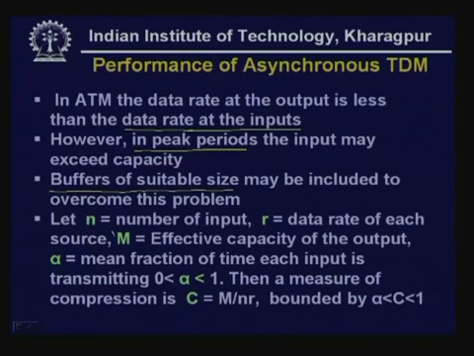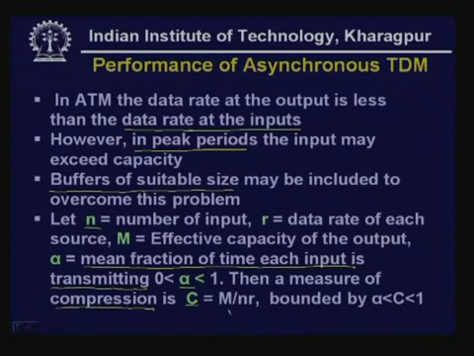Let us assume n is the number of inputs, r is the data rate of each source, m is the effective capacity of the output, and alpha is the mean fraction of the time each input is transmitting. That means the sources are not transmitting all the time, that is the important property that we are exploiting, and obviously alpha is less than 1, it lies between 0 and 1. Then a measure of the compression, that means the bandwidth of the transmission media compared to the maximum bandwidth that is required, is the value of C.